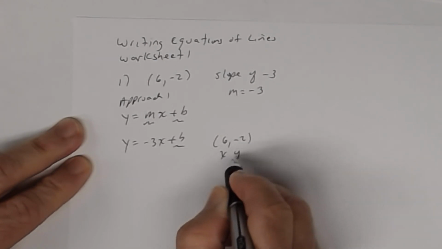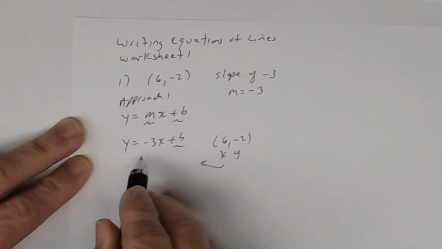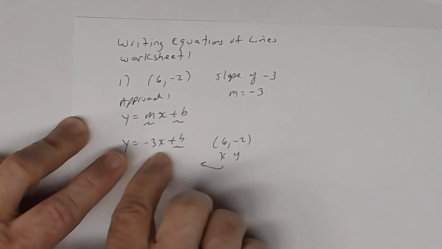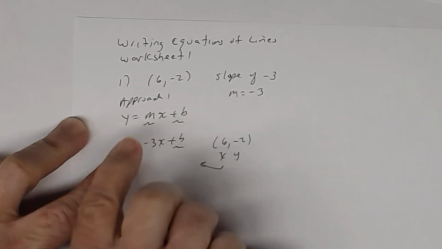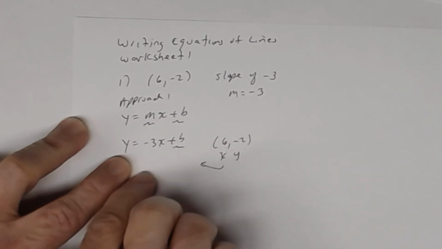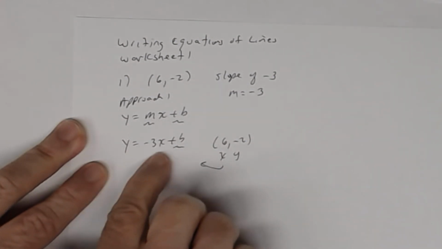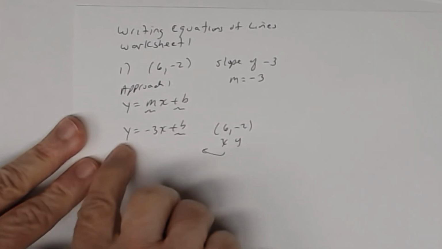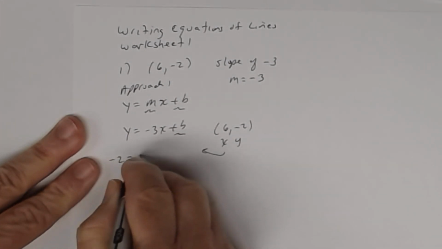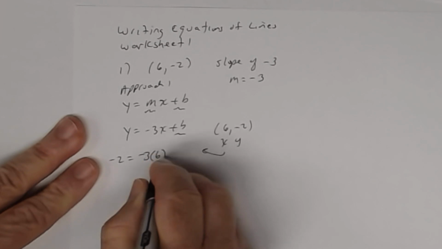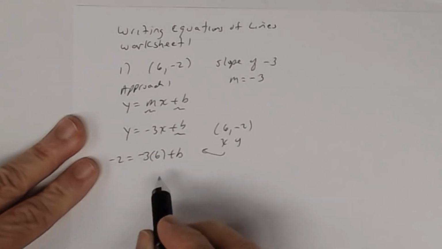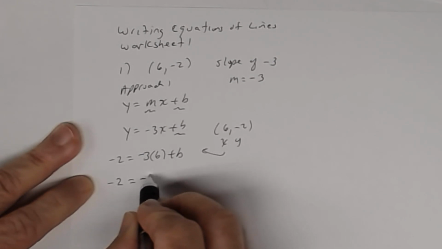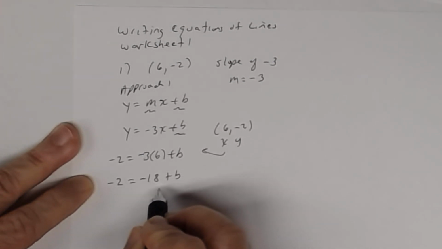So this is your x, this is your y, and you're just going to substitute that information into your equation because you're trying to solve for b, so you need to know an x and a y that's on that line, and you do. This point's on that line. So in place of x and y, I'm going to substitute these values. So y is -2, so I get -2 equals -3 times x, which is 6, plus b, right? And then -3 times 6 is -18, so I get -2 equals -18 plus b.